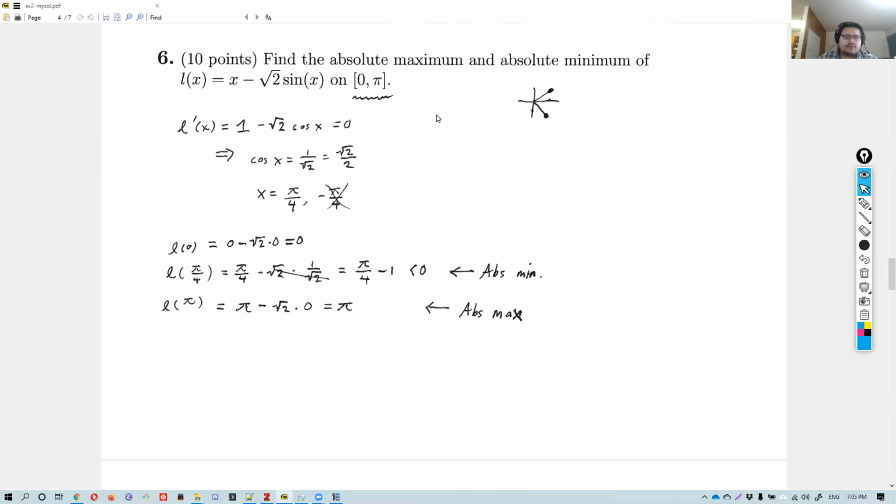For number 6, find the absolute max and min value on this closed interval. We've got this function L. The process is that you find the critical points that lie inside the interval, and then you plug into the original function the critical points and the endpoints in order to figure out what the absolute min and max values are. We take the derivative, we get 1 minus √2 cosine x, and we set that equal to 0 and solve to find the critical points.